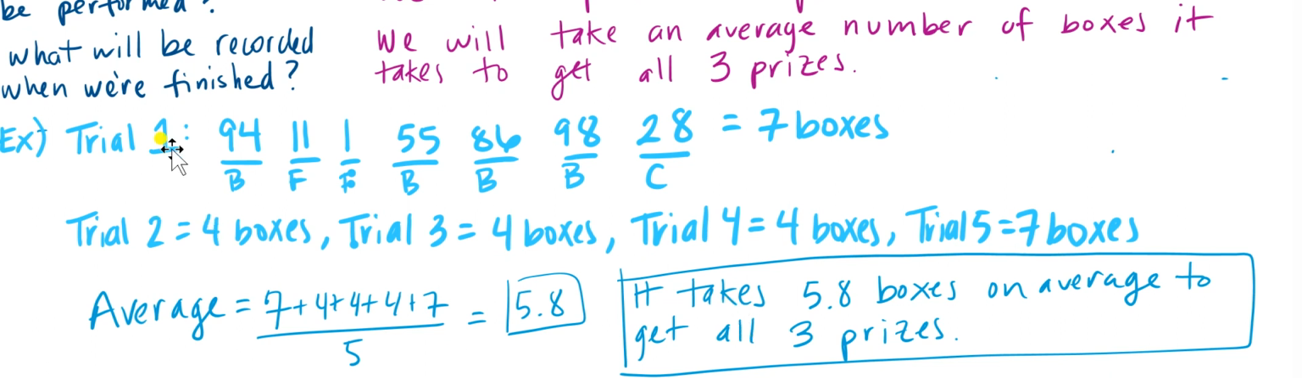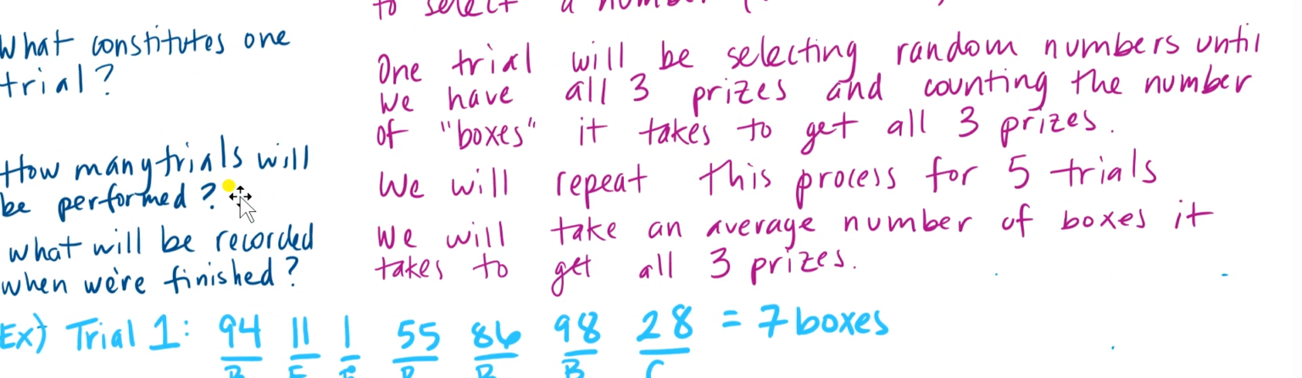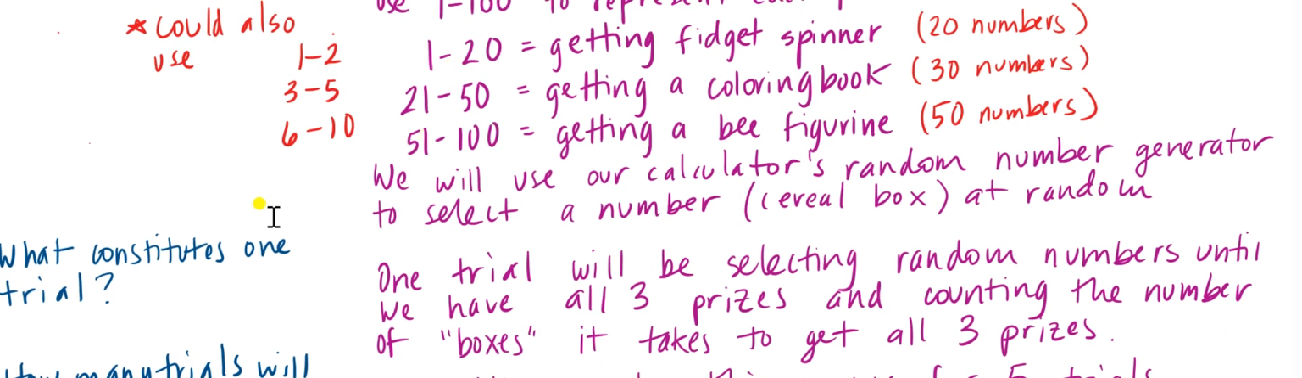So for trial number 1, I'm not going to have you standardize this. So you guys all have different calculators. You're going to potentially get different random numbers when you generate them. So for my particular set of random numbers, for my trial number 1, I got 94. That would count as the B because it's between 51 and 100.